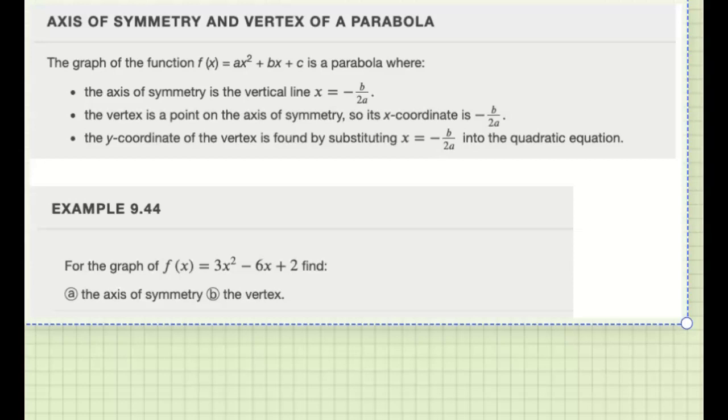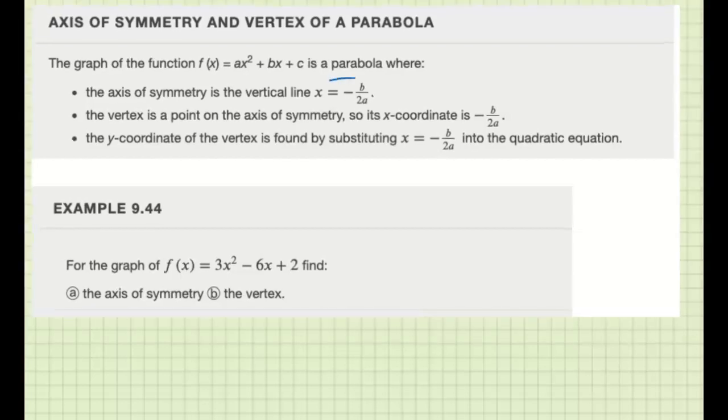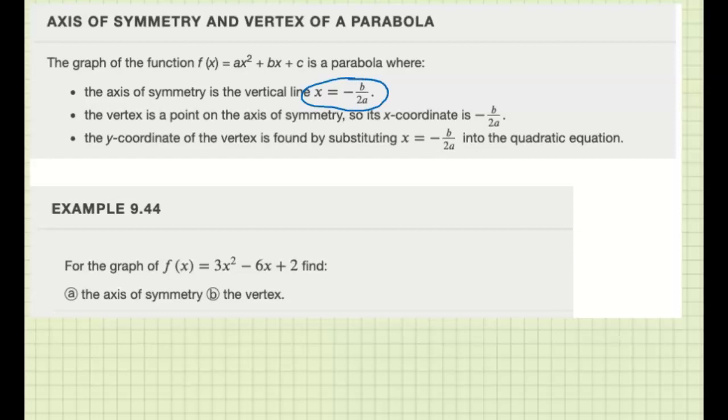Our next property we're going to look at is finding the axis of symmetry and the vertex of the parabola. So this will get us to start graphing it, like putting points on the graph. Right? So if we have a quadratic function, ax squared plus bx plus c, this is a parabola where the axis of symmetry is given by x equals negative b over 2a. So this is basically what you want to remember, the main formula for starting to graph a parabola.